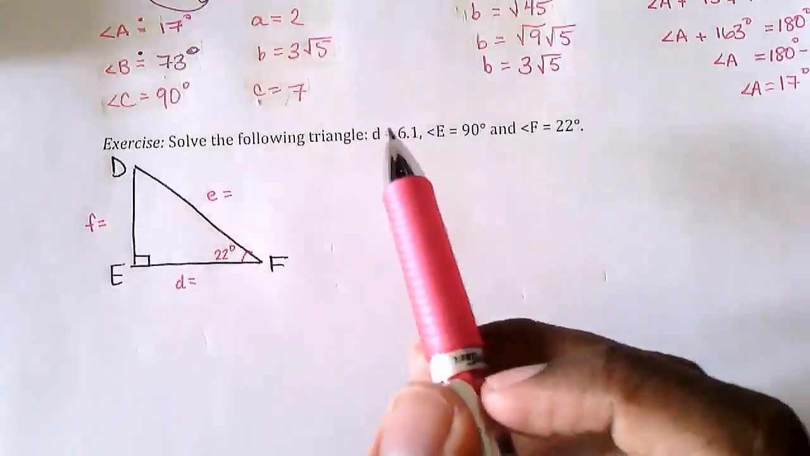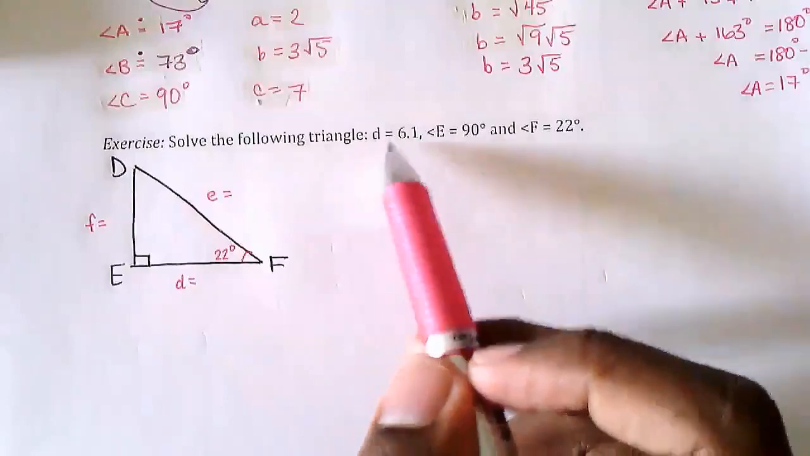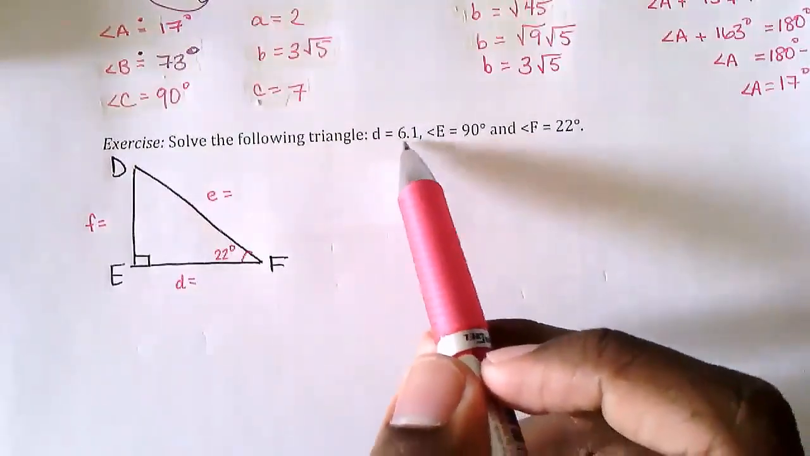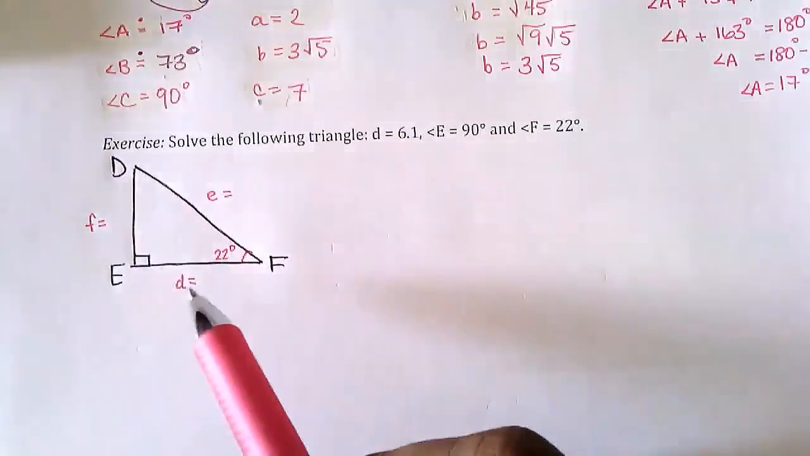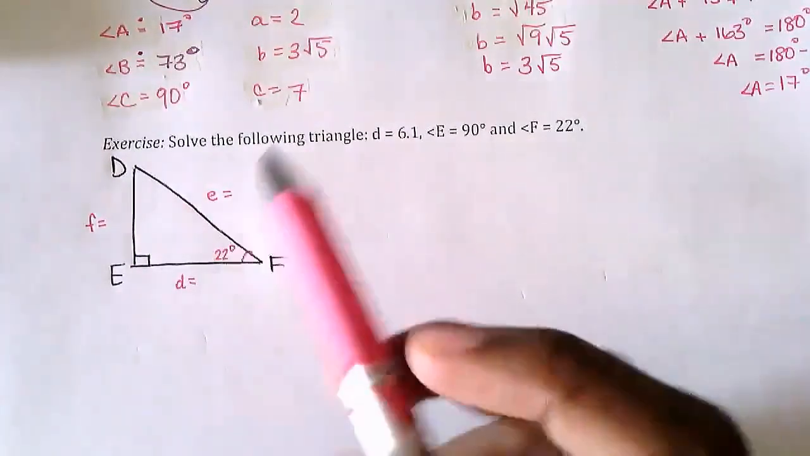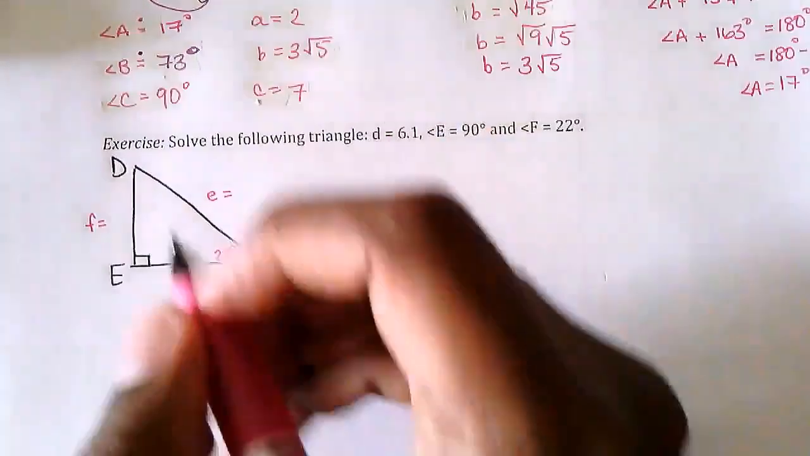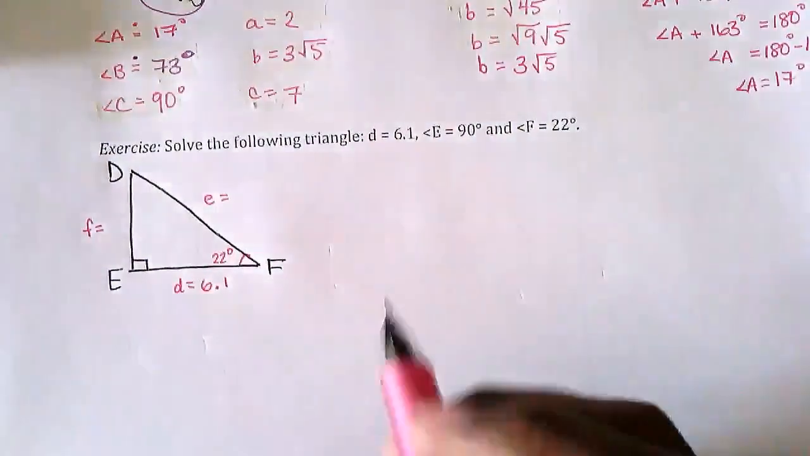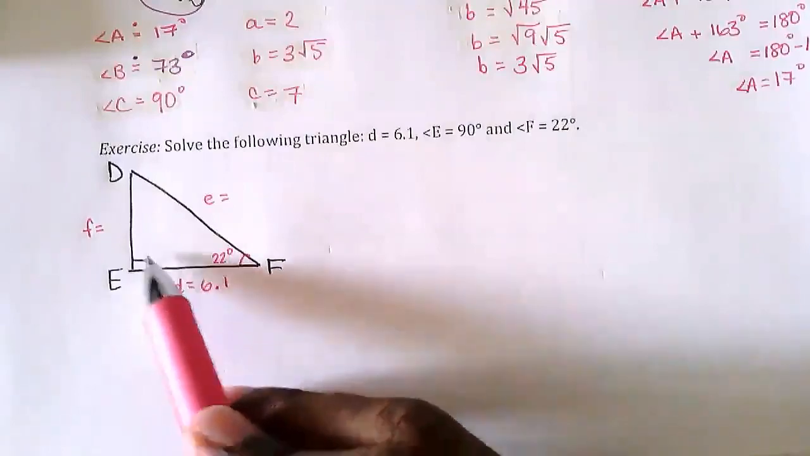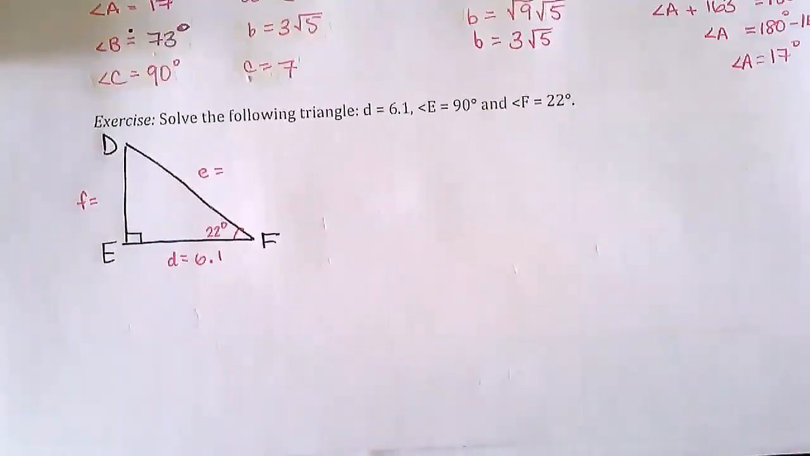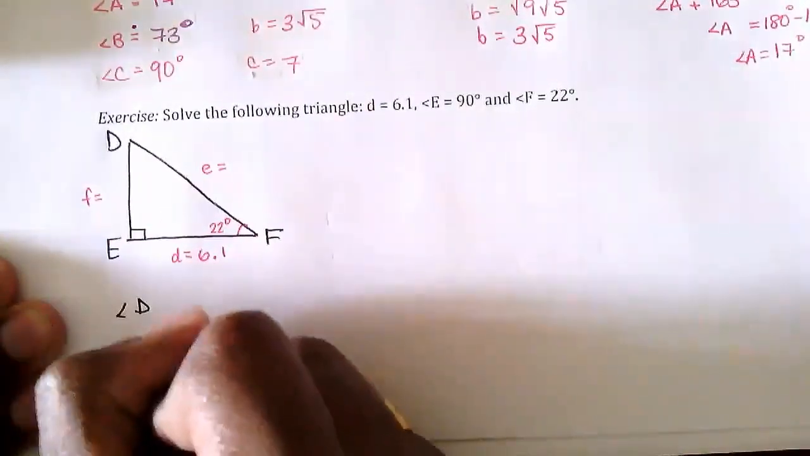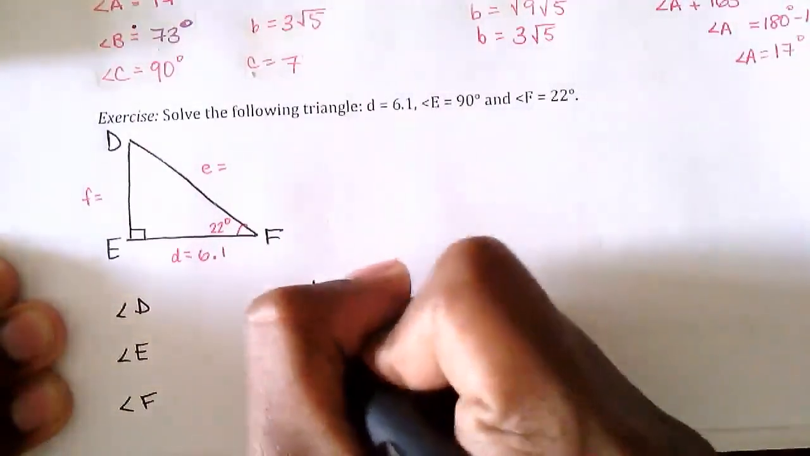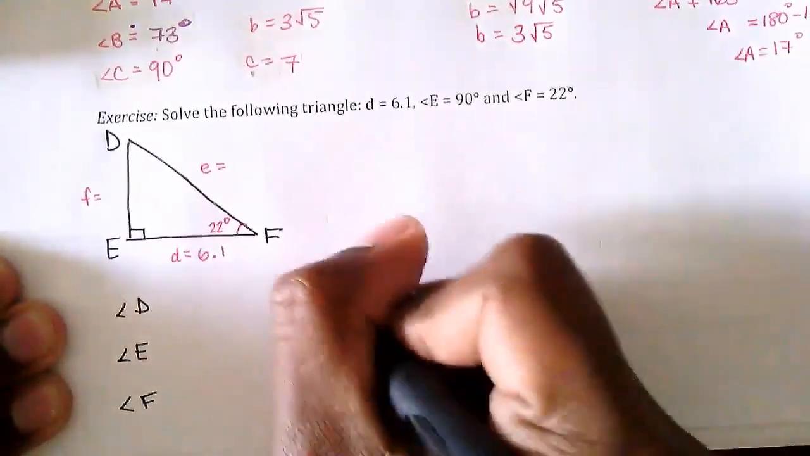So again, they wanted me to know that lowercase d, or the side length d, is 6.1. But to find where that side length is, I had to put the other vertex in, capital D, and then look for its opposite side length. So I'm going to label everything they've given me. d is 6.1. I've labeled F, and E, again, this sign tells me that it's 90 degrees. So before we start the question, just like last time, I want you to label everything that you need to find. So angles D, E, F, as well as side lengths d, e, f.